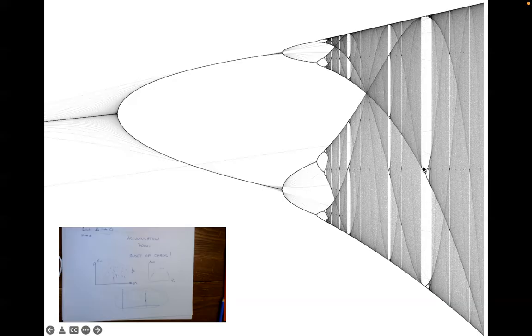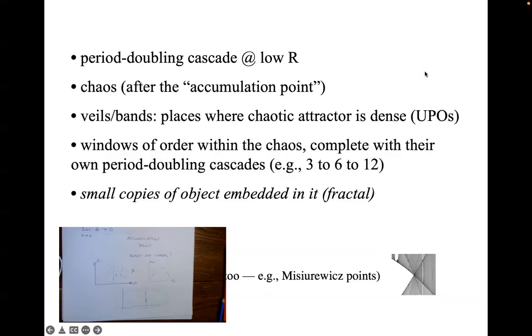And these windows of order have their own little period doubling cascades in them. So here's a 3 cycle, it bifurcates to a 6, which bifurcates to a 12, all following the Feigenbaum sequence. Let me move this, there we go. Here's the 3 cycle, and then for a little bit higher, there's 6, and then 12, and so on. So windows of order within the chaos, complete with their own period doubling cascades.